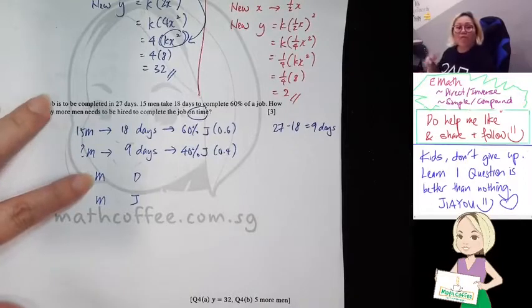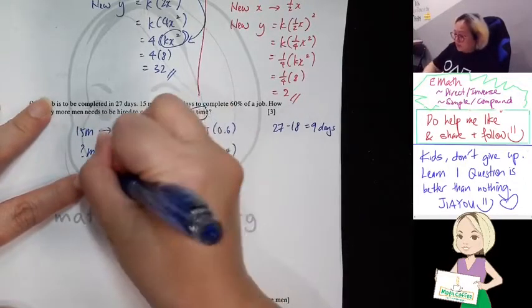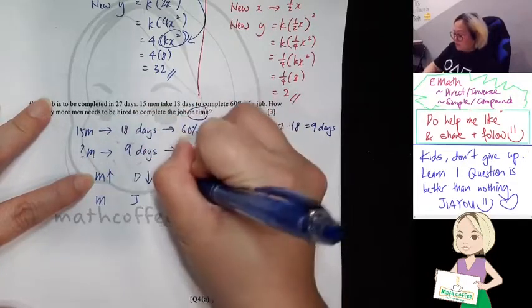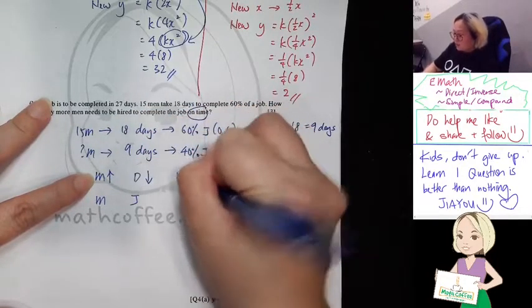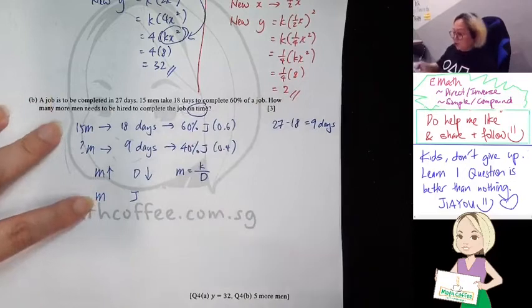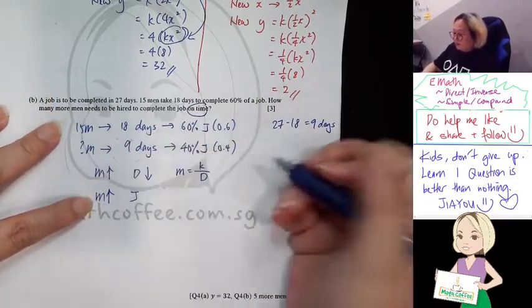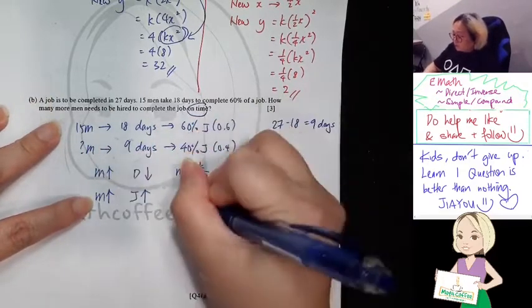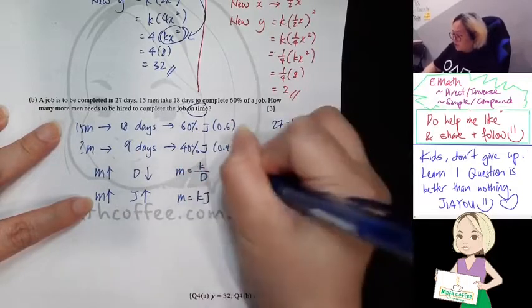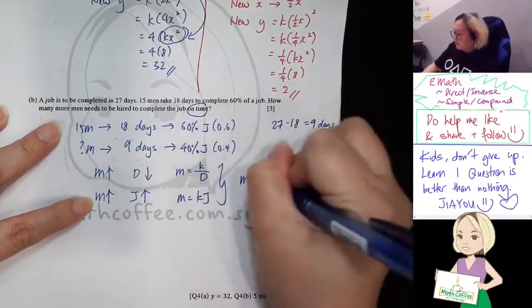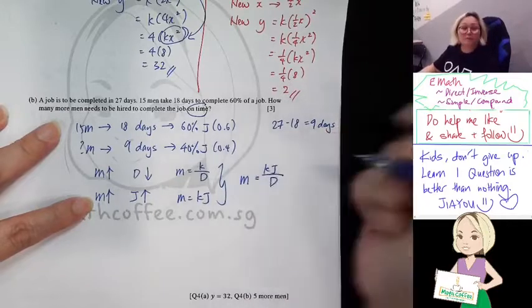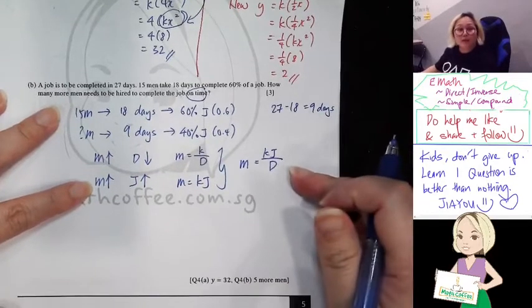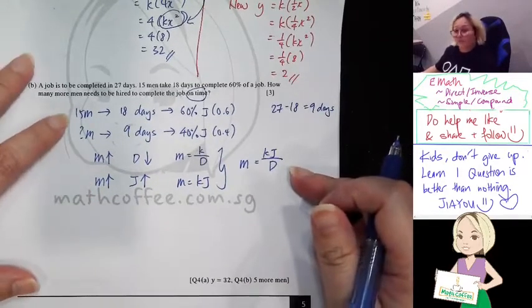When I have more men, same thing, I take fewer days to complete. So men and days is always inverse. So M is equal to K over D. Men and job: when I have more men, of course I can do more job. So M is equal to KJ. Combine these, and you have M equals KJ over D. So with this, you can start on the first set of information.